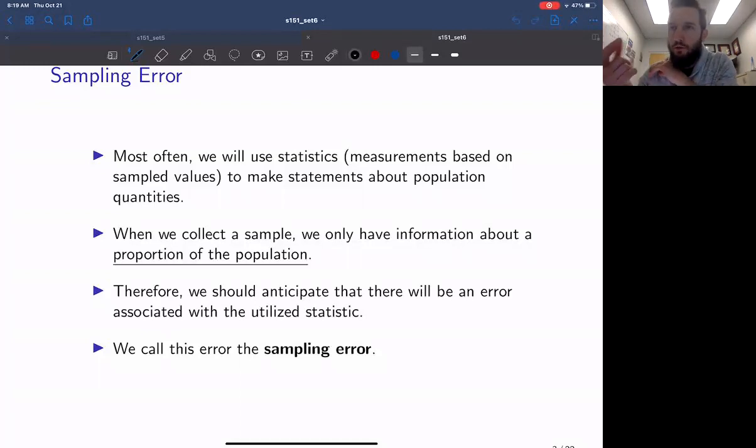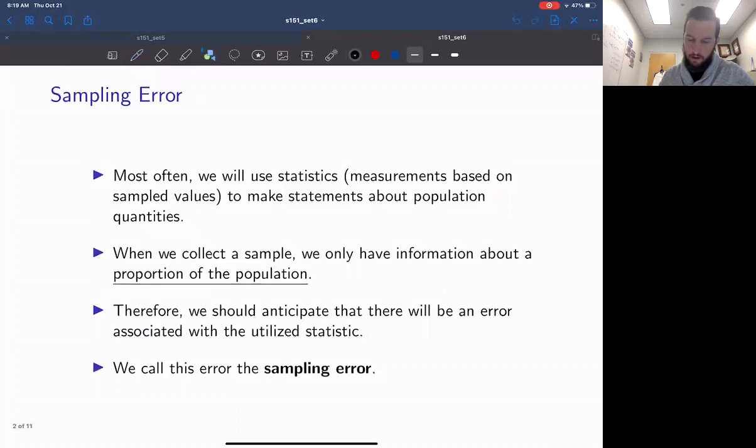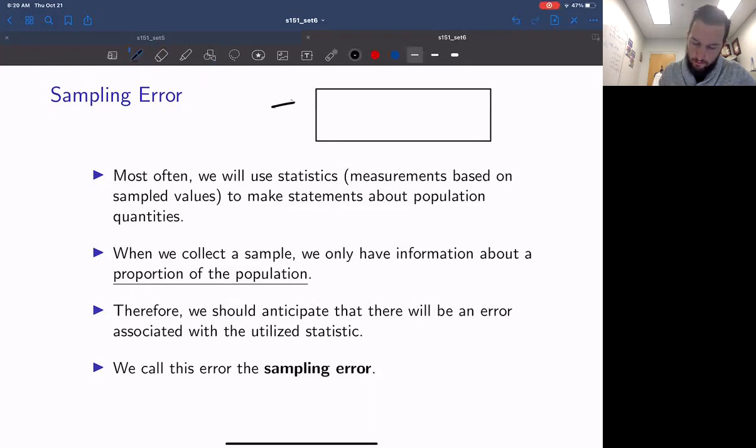Okay, the issue, or one of the key issues that we are going to face when we do this, is our sample is only a subset of the population. So you might recall from lecture set 1, I sketched a little graph that looks like this. So I had my box, which I called the population.